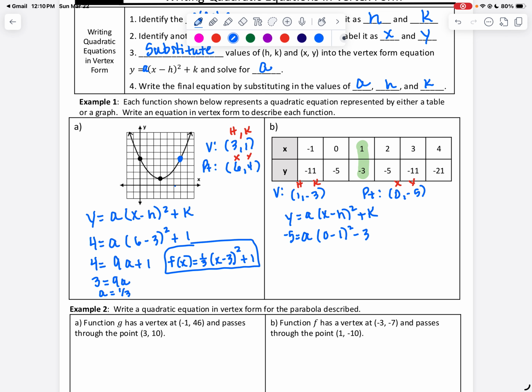Now we just need to solve it for the value of a. So -5 equals, do your parentheses first, 0 minus 1 is -1. And -1 squared is -1 times -1, which is just positive 1a minus 3. All right, add 3 to both sides. So -2 is equal to a. So now we know the value of a, and we can write our function rule. f of x equals -2 is our a value, and then x minus h, which is 1 squared, plus k, which is -3.